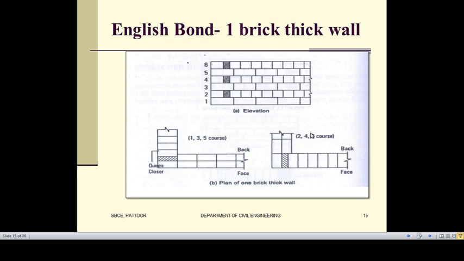So once again I'll explain. To construct 1 brick thick English bond, the first course consists of stretchers. So first we will be placing a stretcher, then continuously stretchers are placed. And the second course consists of headers. So first we will be placing a header, and to stagger the vertical joint we will be placing a Q enclosure, and after that headers are placed continuously.